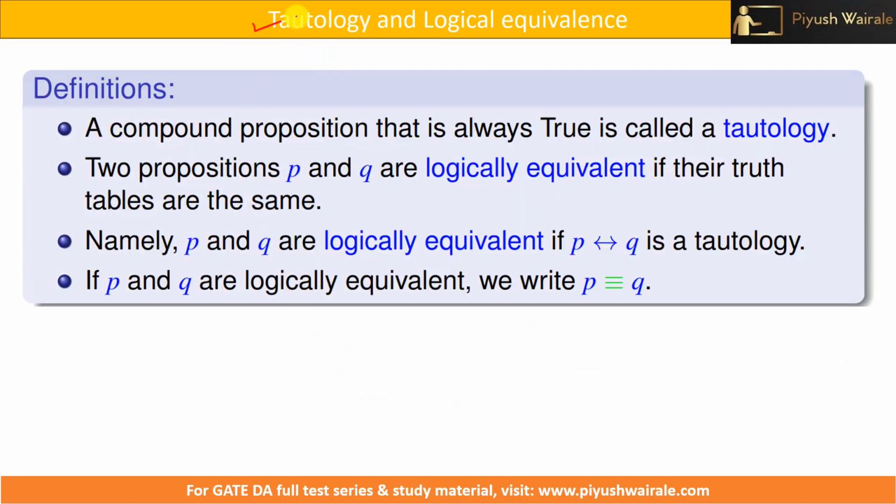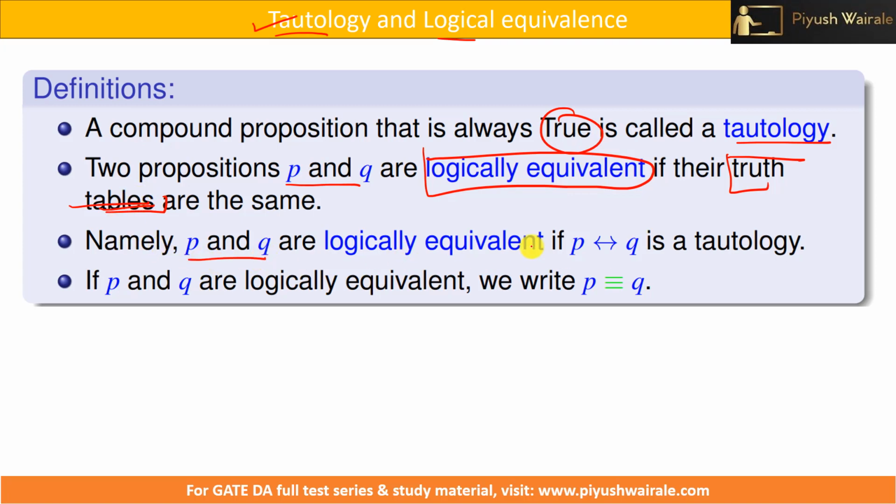Okay, now we'll discuss tautology and logical equivalence. So what is tautology here? A compound proposition that is always true is called a tautology. Two propositions P and Q are logically equivalent when their truth tables are the same. It's very important. If their truth tables are the same, then we can say P and Q are logically equivalent.